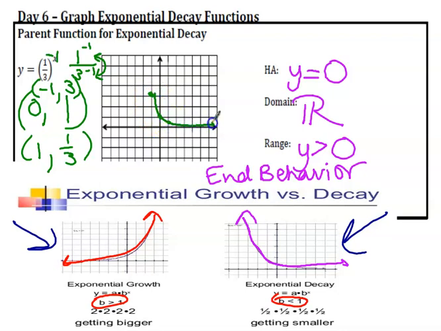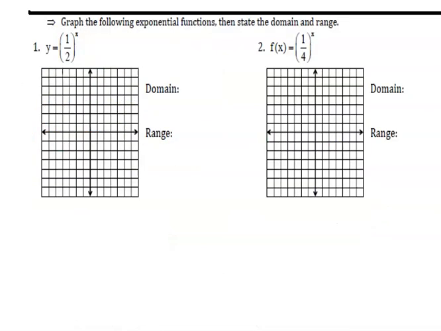All right, so then, again, it starts off high and then goes low. And then again, it never crosses the y equals 0. It just gets smaller and smaller and smaller. Okay? All right, so let's look at these ones.